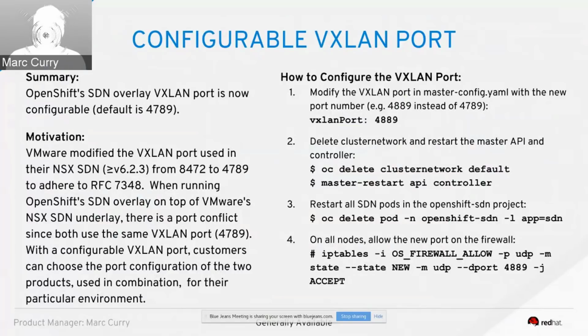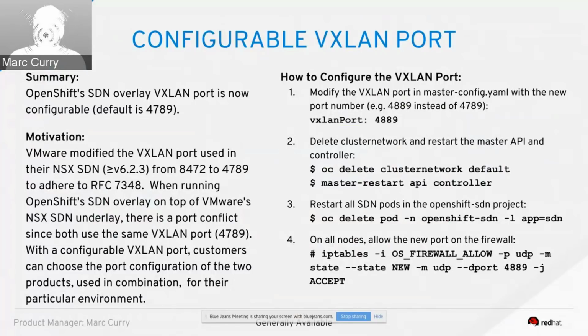And as it turns out, in VMware version 6.2.3 and newer, VMware modified their VXLAN port used for their NSX managed infrastructure to the same port we've been using in OpenShift, 4789. They did this to adhere to RFC 7348, and the problem is that change on their part resulted in a port conflict between our two products.